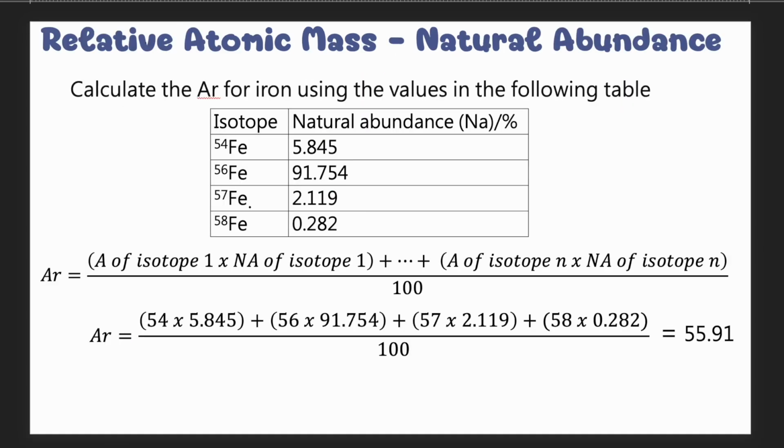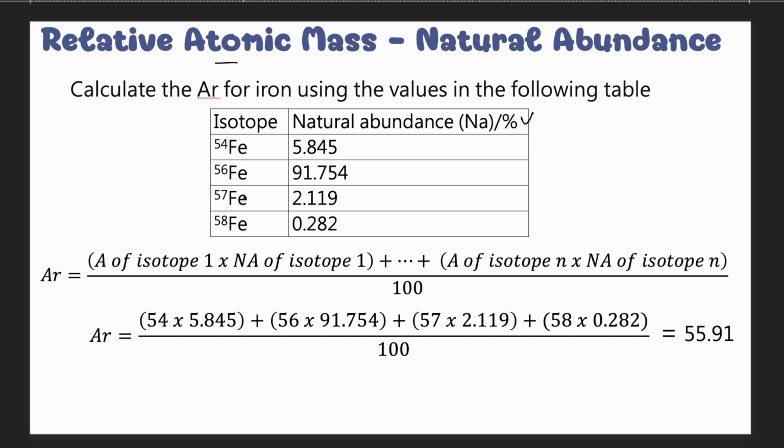Right. So next, about relative atomic mass and natural abundance. Natural abundance you see here is a percentage, right? So natural abundance is always in percentage, totaling 100. The relative atomic mass is listed for each element on the periodic table, and it is not a whole number because it is the weighted average of all isotopes of that element.